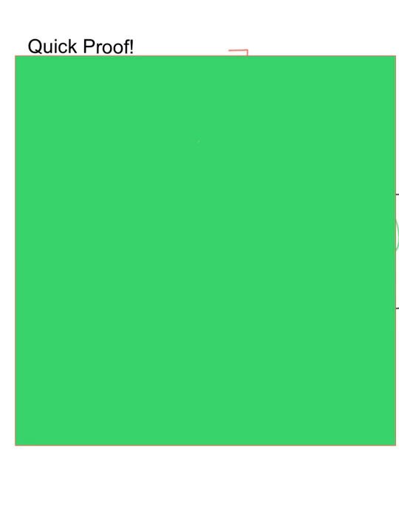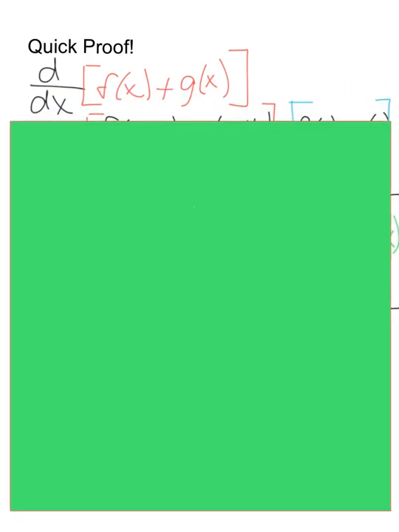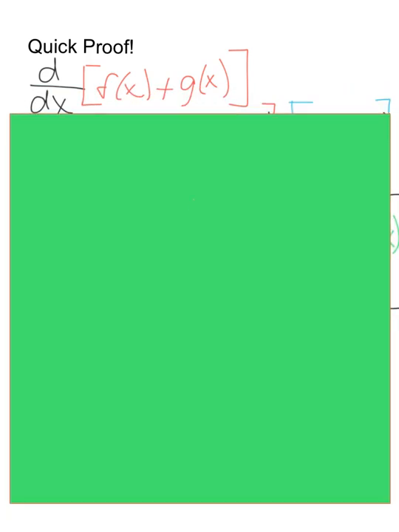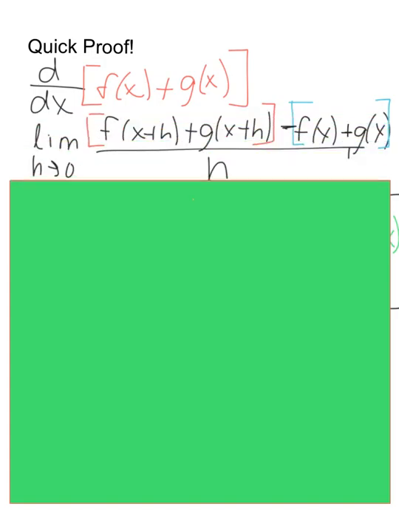So for our quick little proof, we will go back to the limit definition of the derivative. So if we wanted to prove that the derivative of the sum of two functions would be the sum of the two derivatives, we'd start like this. And it will obviously apply the same to the difference of two functions, which I'll leave that proof to you. So first of all, we're just going to apply the limit definition of the derivative. So I've inputted x plus h in the correct places, so on and so forth.